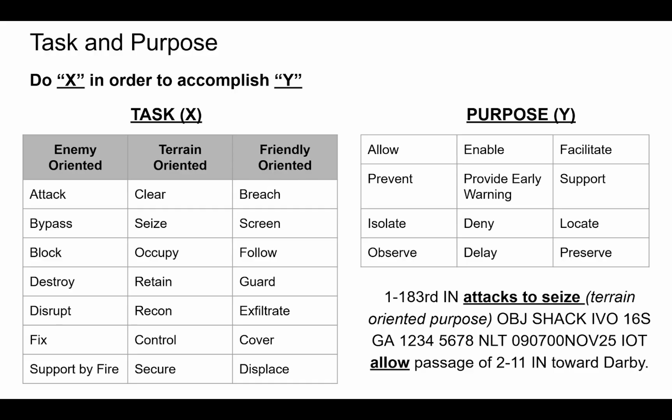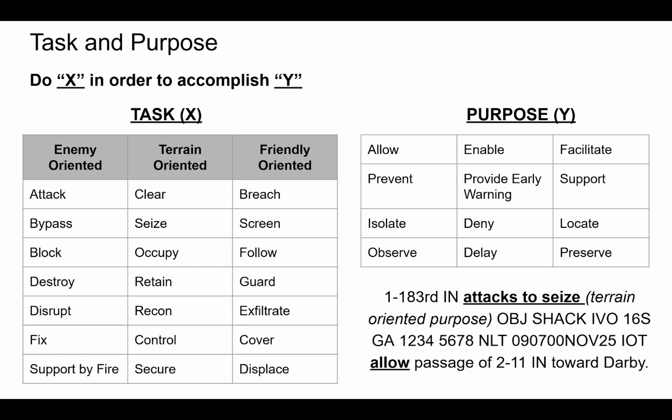Common examples, you'll see the bottom right is going to be the mission statement that we just received from the company commander. This one is an attack to seize. So an attack is enemy oriented, but since we're seizing, it's ultimately going to be terrain. So there's a list at the bottom, or the left, of what you can do in terms of the enemy. You can attack. So let's say the 183rd is going to conduct an attack, is going to block, is going to destroy, disrupt, is going to fix the enemy.